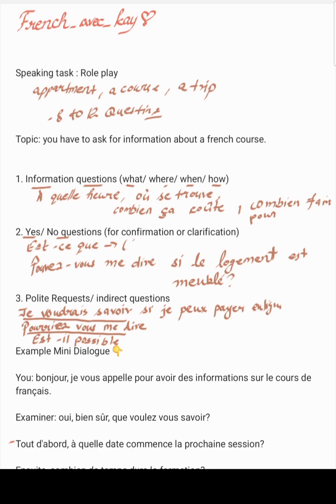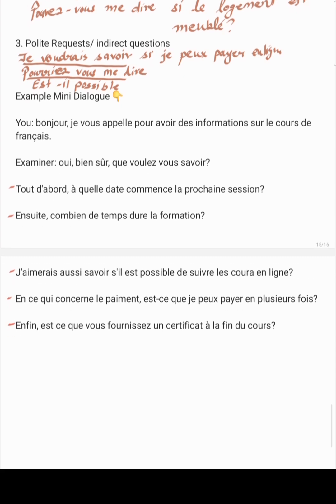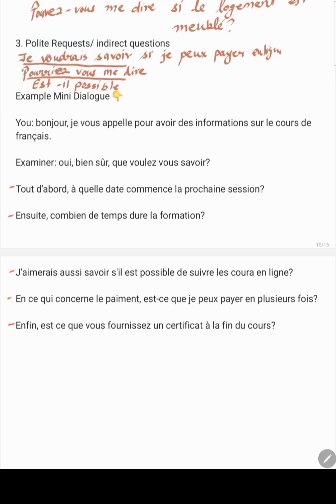And then we do have a mini example here where I took the topic that you are a student and you want to learn French. So because of that, you are contacting a teacher and you are going to have a mini dialogue with the person. So you can say, bonjour, je vous appelle pour avoir des informations sur le cours de français. And then the examiner will say, oui, bien sûr. Quoi voulez-vous savoir?